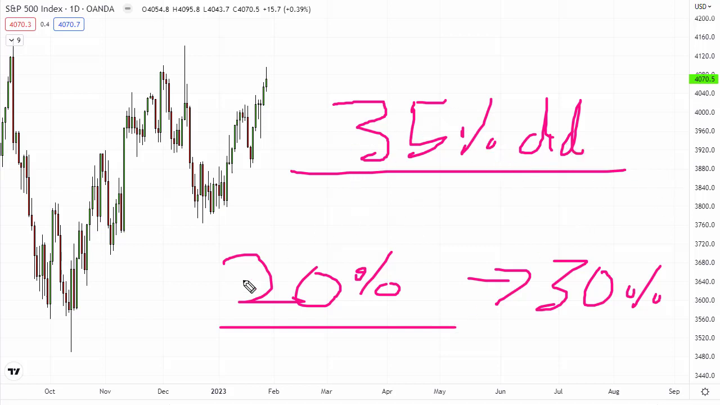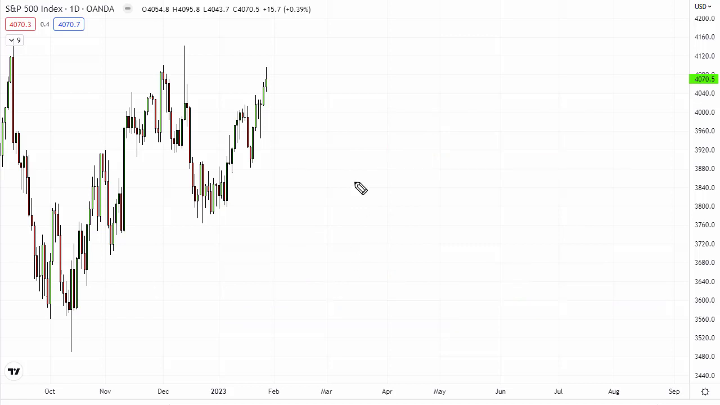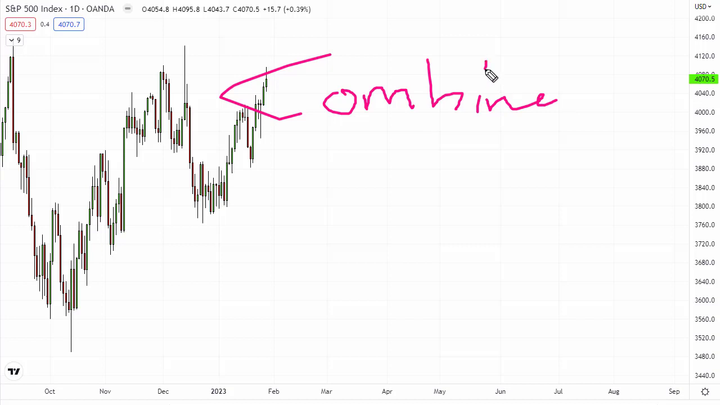So what's my solution? My solution is, yes, have a mechanical strategy. Here's a positive. For those of you that like mechanical strategies, yes, by all means, have a mechanical strategy, but combine it with your general market analysis as well.